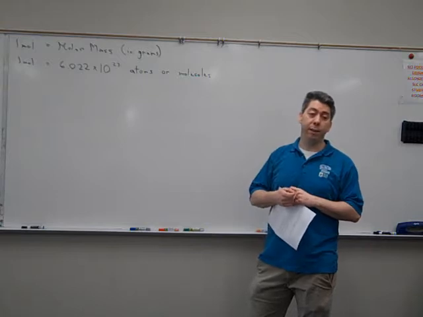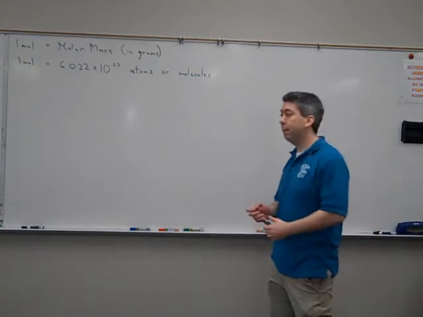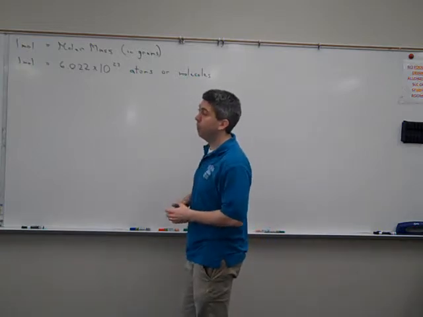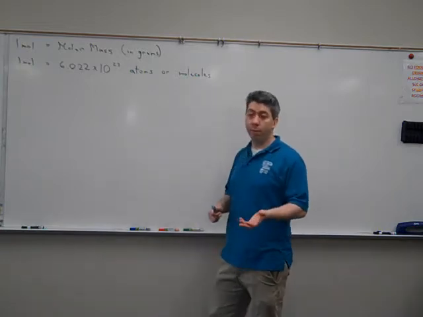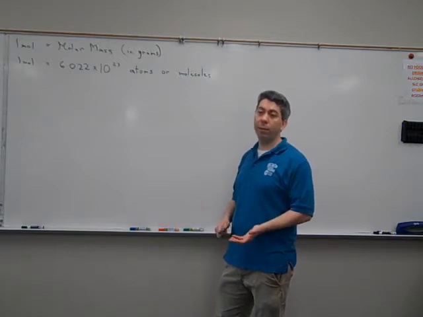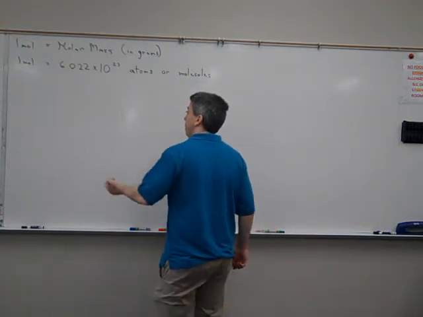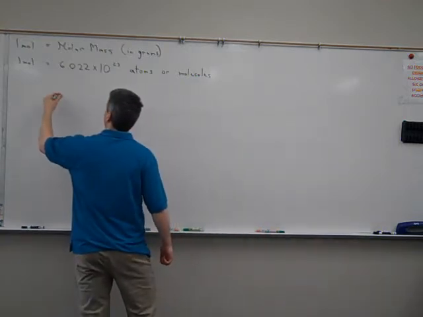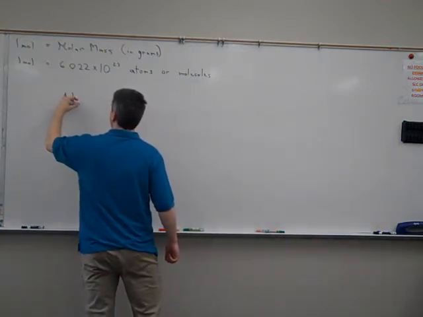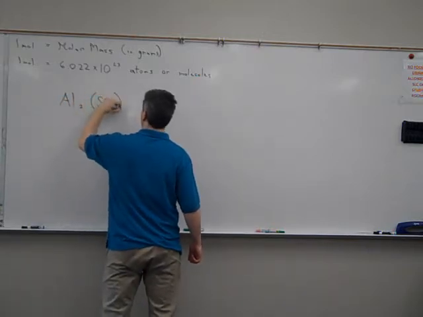So that leaves us with another question. What exactly is molar mass? Molar mass refers to the mass of 1 mole of something. If you're given a chemical formula, how do you calculate molar mass? Well, let's do an example. If you have a chemical formula for, say, aluminum sulfate, that would be Al2(SO4)3.